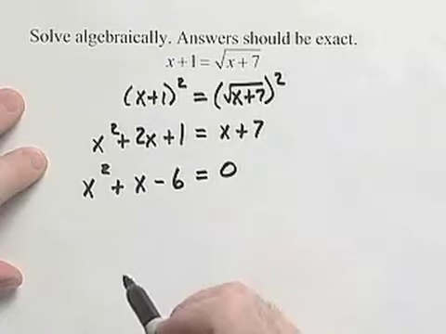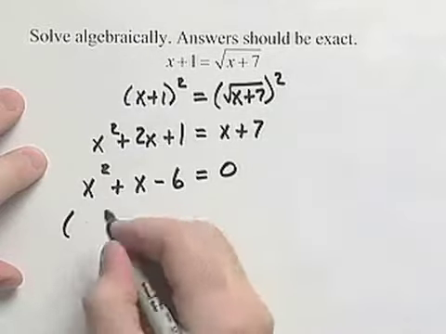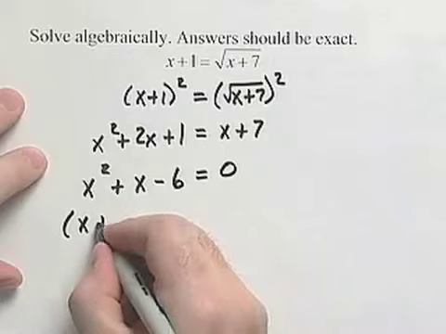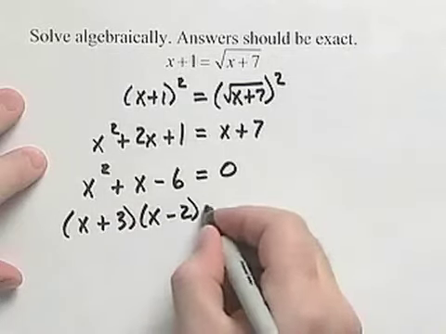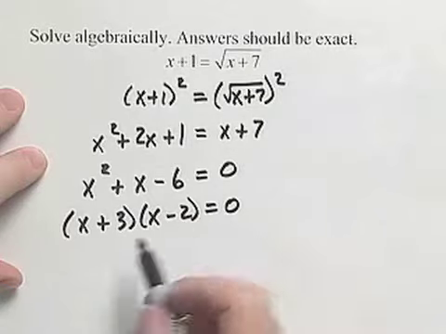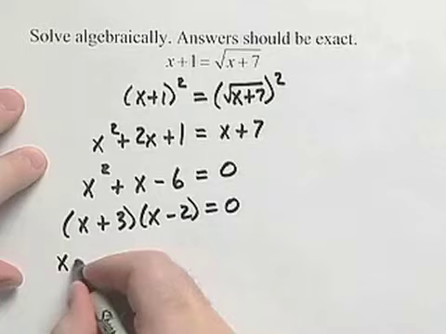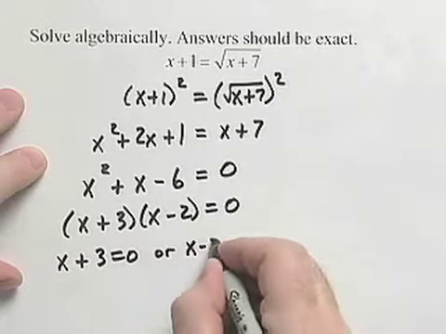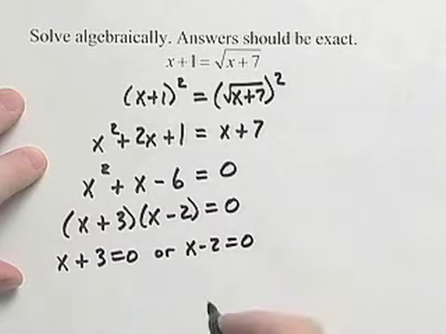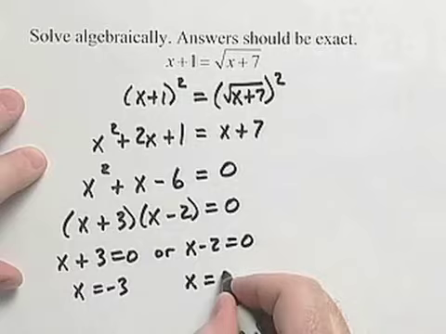Again, I've got a quadratic equation, and I'm going to try to solve this by factoring. This will factor into (x + 3)(x - 2). We set that equal to 0. Use the zero factor property, set each factor equal to 0. x + 3 = 0, or x - 2 = 0. So we get x = -3, or x = 2.